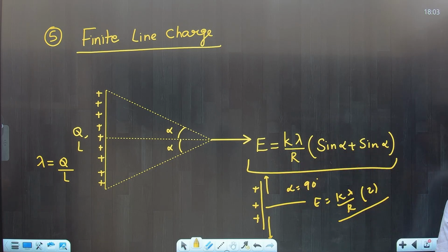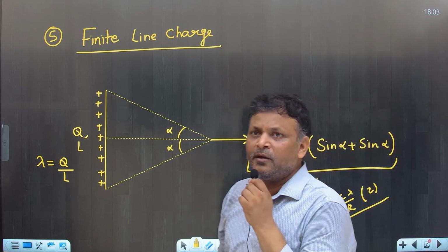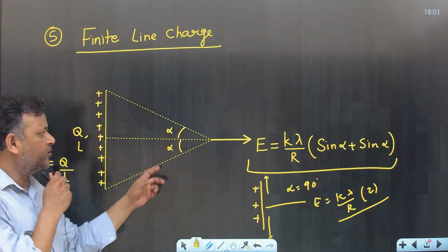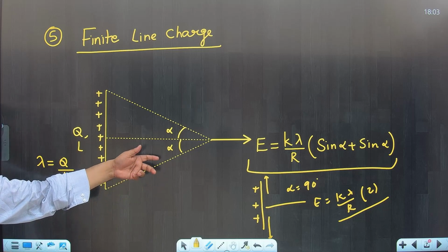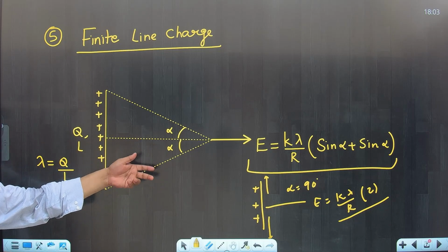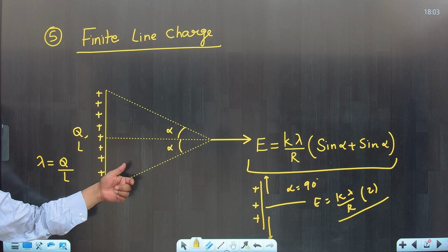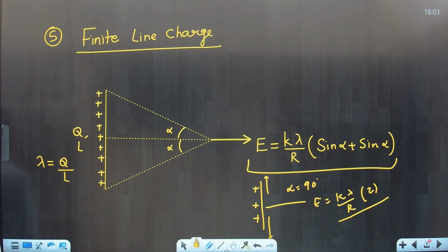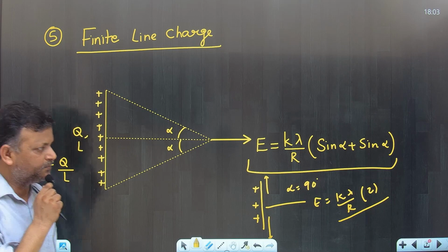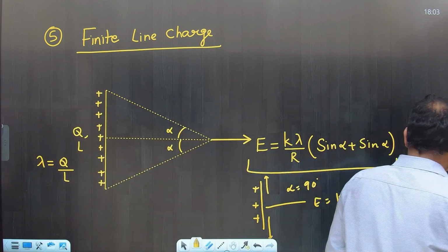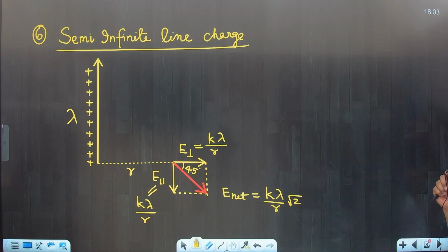I think in my view, when this alpha and beta are not symmetric, not equal, then I think in IIT JEE they will not consider it. So I'm not giving that formula because it will be very complicated, and I don't think that it is needful for IIT JEE. So come to the next formula.